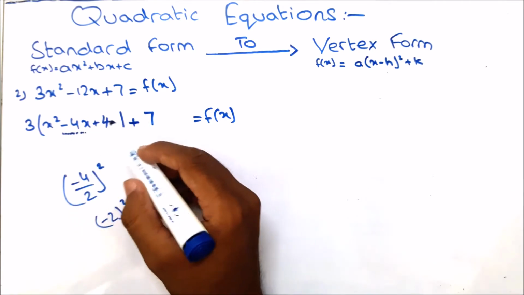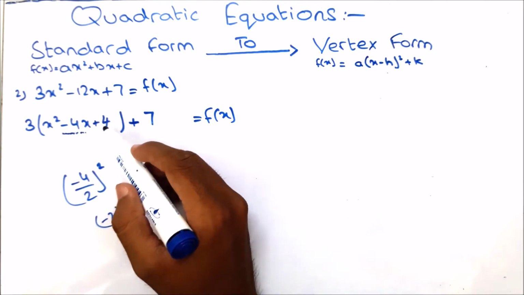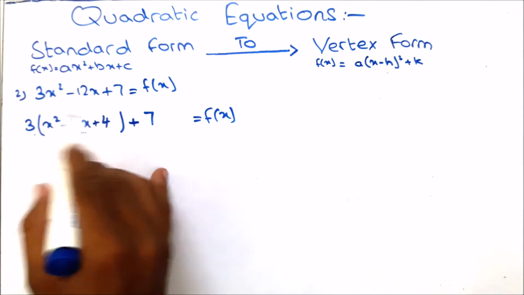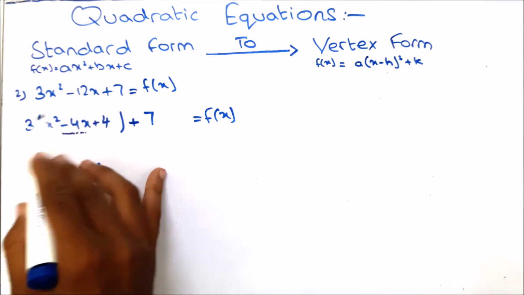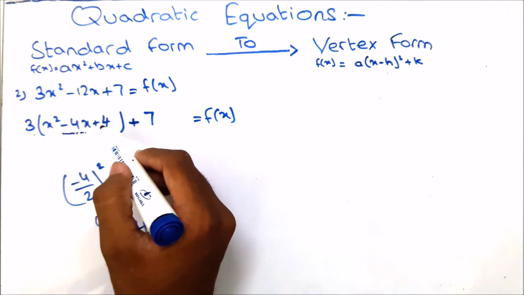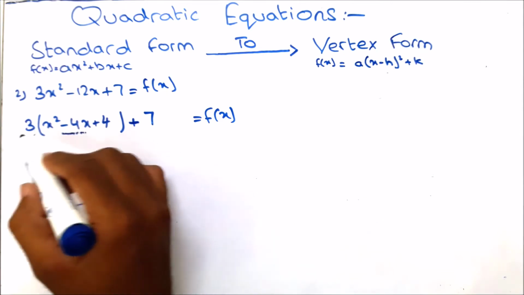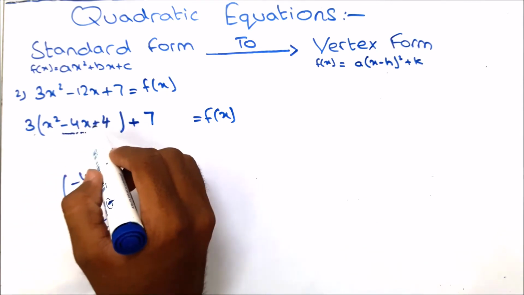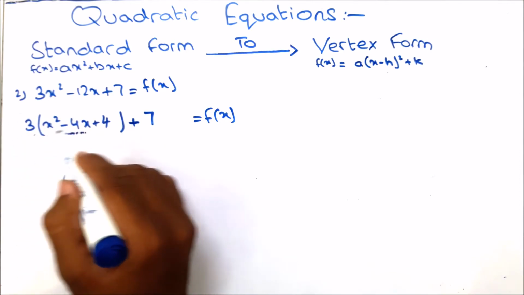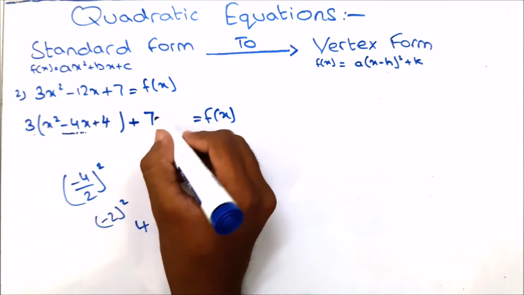But here's what everyone does wrong. We need to take care of it. We are not adding 4 over here. This 4 is being multiplied with something. This 3 is multiplying with 4. So this is actually 12, not 4. We are adding 12 over here, not 4. You need to take care of it. Whatever we write over here is being multiplied by the number outside the bracket. So this is 12 we are adding, and so we subtract 12.